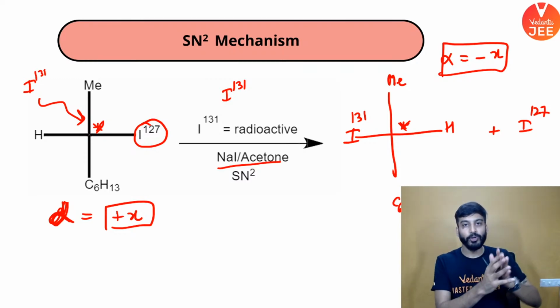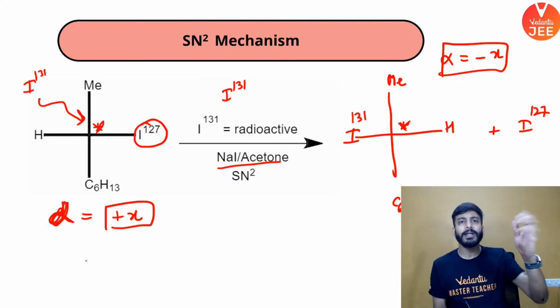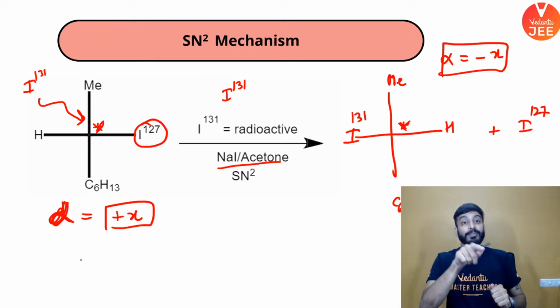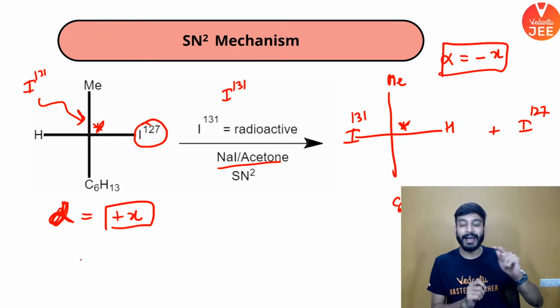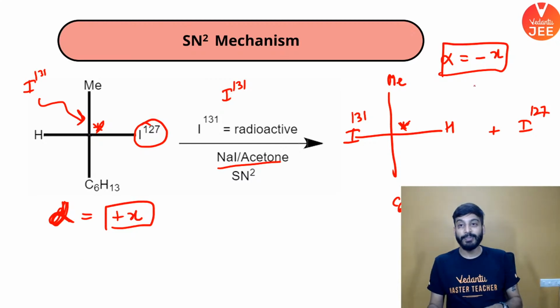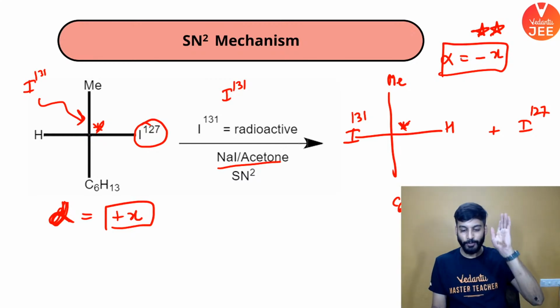So according to the polarimeter, first on the reactant side, specific rotation was plus x. Then I131 will attack and replace 127 from the back side. This particular product would now have specific rotation minus x. Are you getting this point? Now pay attention to this point.